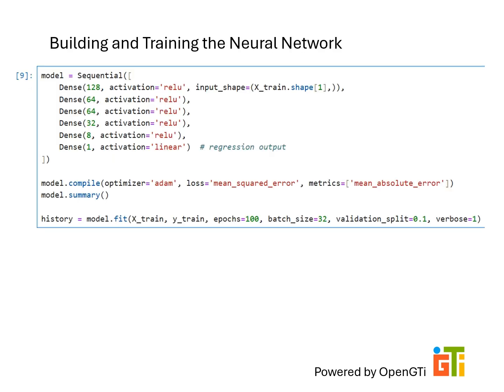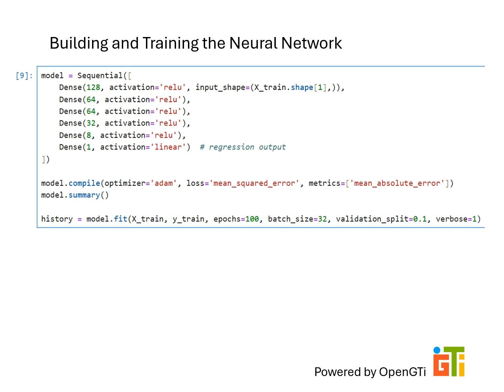Here's where we define our neural network architecture using Keras' Sequential class. We stack multiple dense layers with ReLU activations, starting with 128 neurons and gradually decreasing until our final output layer, which has a single neuron with a linear activation for regression. We compile the model using the Adam optimizer and mean squared error as the loss function. We also track mean absolute error for additional insight.